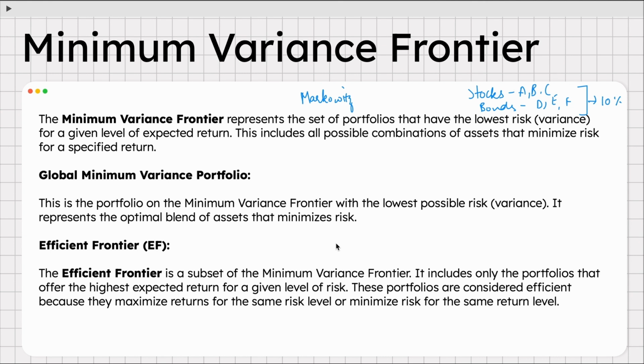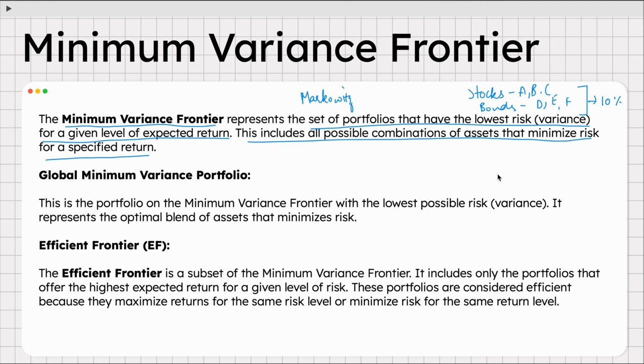It has a few concepts in it. We'll start one by one. The first one is the minimum variance frontier. It represents the set of portfolios that have the lowest risk, variance, for a given level of expected return. That includes all possible combinations of assets that minimize risk for a specified return.